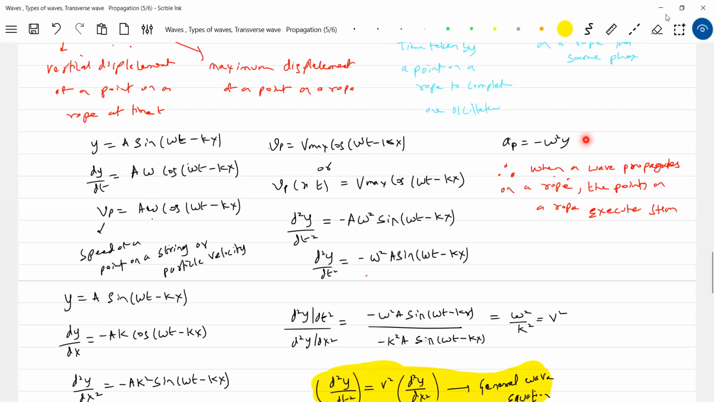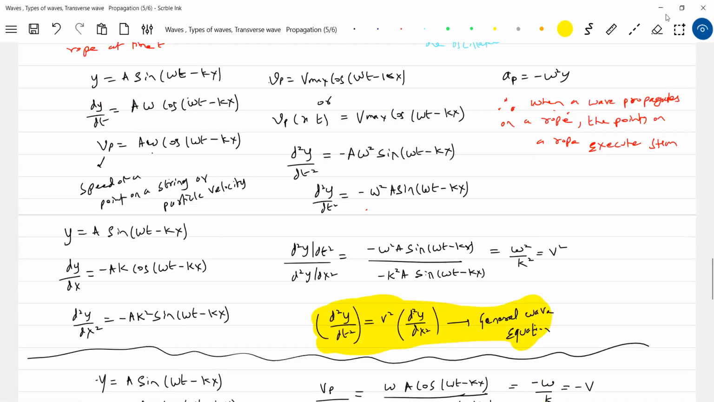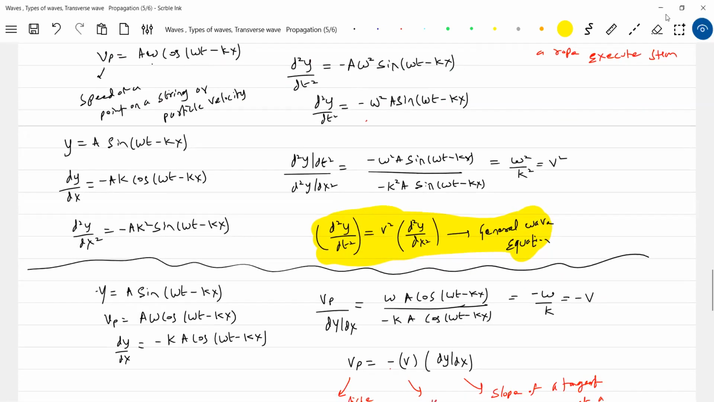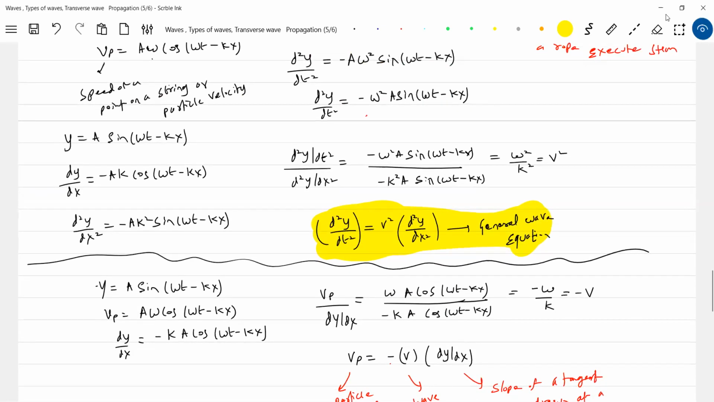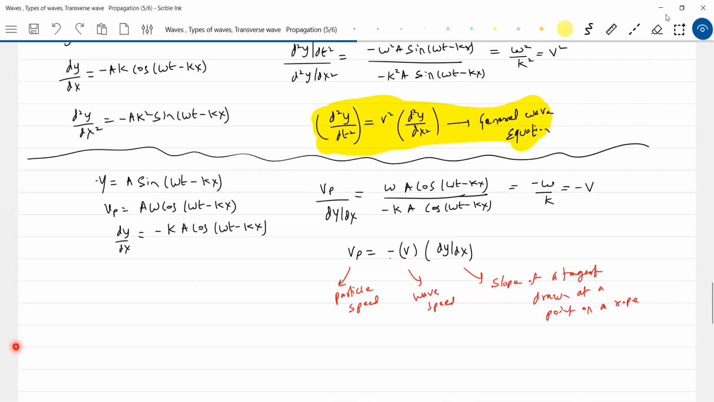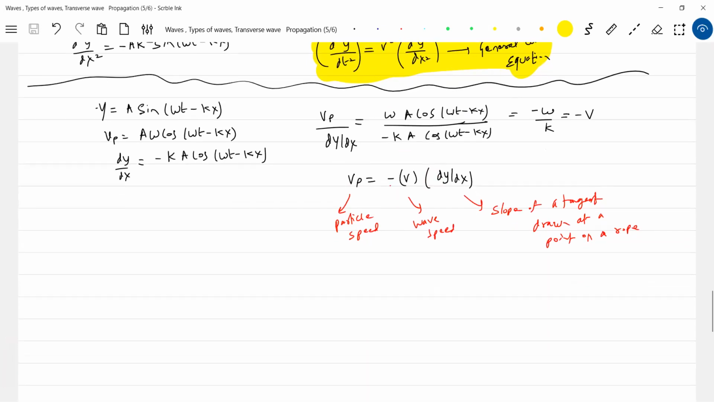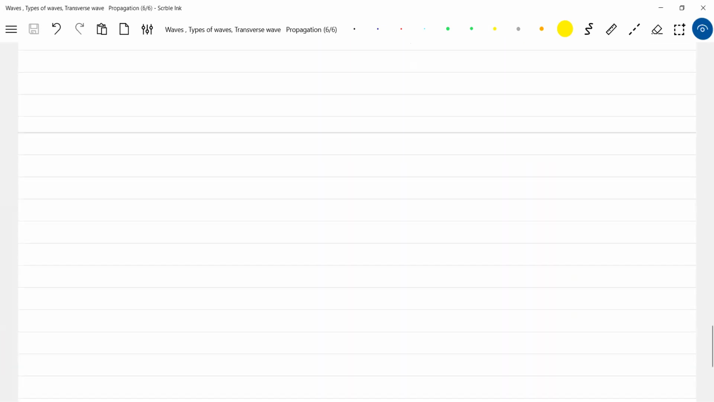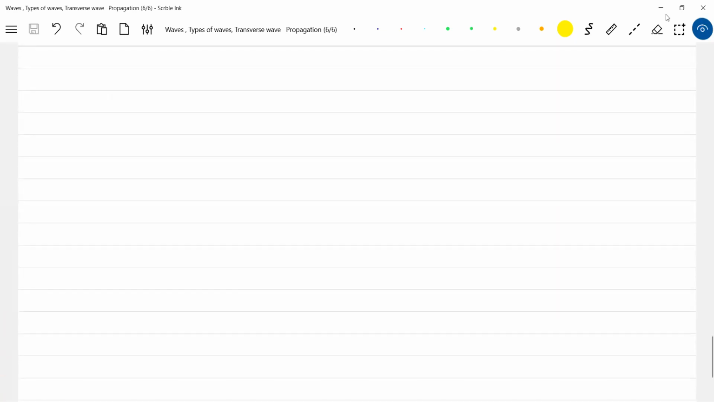And what is capital T? We know it is the time taken to complete one oscillation. The amplitude is the maximum distance of a point on the rope. Then next, the acceleration and the double derivative of y are related. This is a wave equation, a mathematical one. Now one more very important thing: the speed of a point on a rope and the speed with which energy propagates are related to the slope by this particular equation. Now with all this background, we will enter into how that wave propagates.